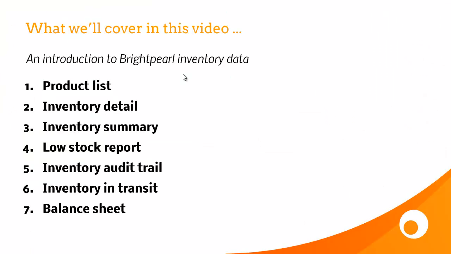So we've covered a lot in this video. We've looked at the product list, which is the one you'll use the most often to quickly find a stock level. There's the inventory detail, which shows a separate line for each batch, which might have a different location or a different price. We've got the inventory summary, which shows one line per SKU regardless of price and batch, and that's useful for calculating the total value of your inventory.